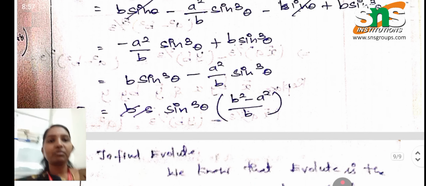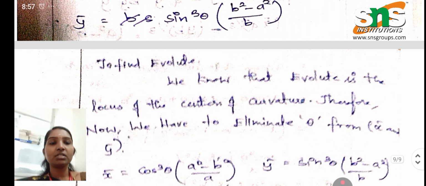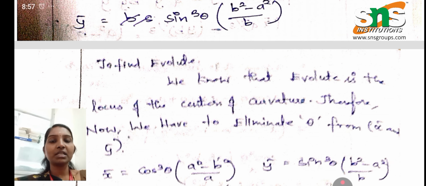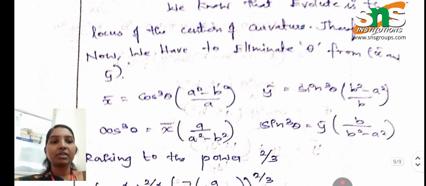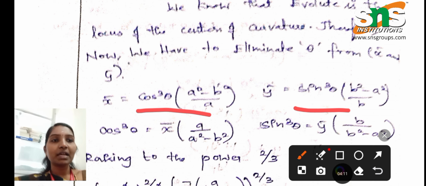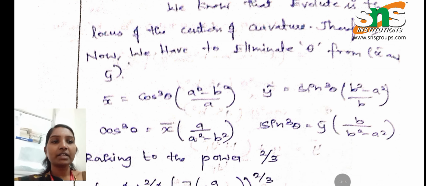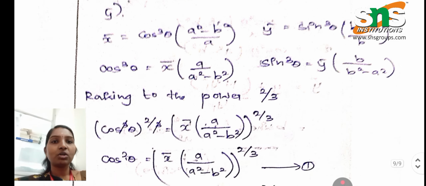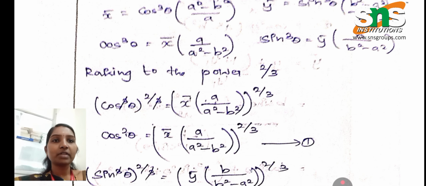Now what we have to find? We have to find the evolute. What is an evolute? Evolute is the locus of centers of curvature. Therefore, we need to eliminate theta between x bar and y bar. We have written x bar and y bar here, and we have taken all the theta terms to the LHS and all the other terms to the RHS. So we have cos cube theta is equal to x bar into a by a squared minus b squared, and sin cube theta is equal to y bar into b by b squared minus a squared.